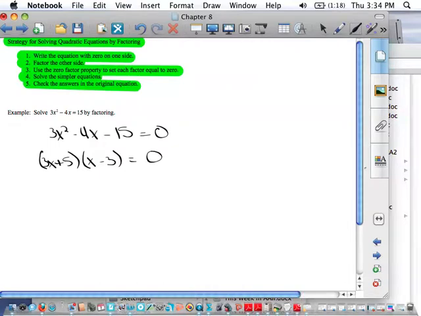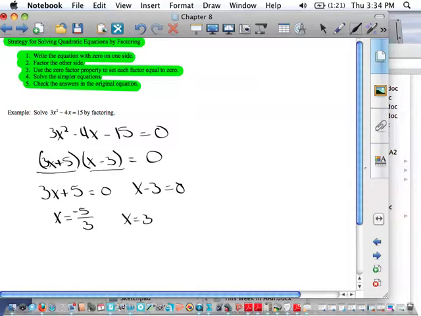Okay, the next step is to take each of these simpler equations and set them equal to 0. Remember the zero product property. This represents A, this represents B. If the product is equal to 0, one of those two must be equal to 0. Solve each of these for x. So the first one, I get x is equal to negative 5/3. The second, x is equal to 3. So the solution set, x is equal to negative 5/3 and 3.